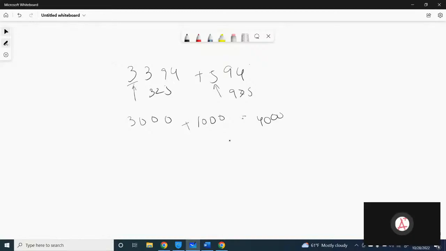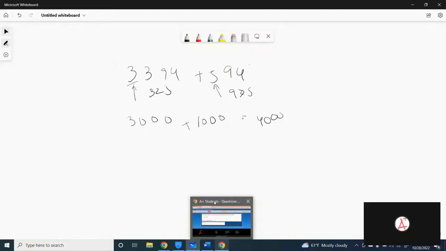So just select the correct option and click on the OK button. Okay, the correct option is 4,000.